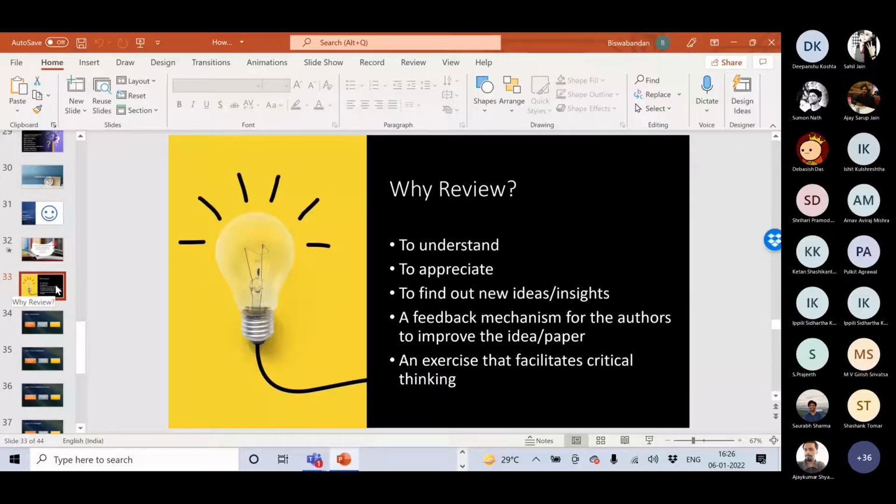Okay, so for the next 5-10 minutes, we'll just quickly go through the process of reviewing a paper, where the goal is to, obviously, understand and appreciate what the authors have written in the paper. But it's also a process through which you can find new ideas or insight, or you can provide better feedback to the authors or to your friends who are writing papers, right? So it's an exercise that helps develop critical thinking, because you think deeper and deeper about less and less. That's what this process is.